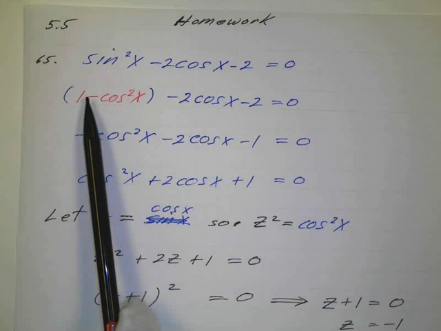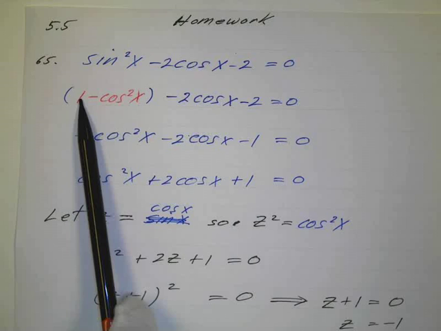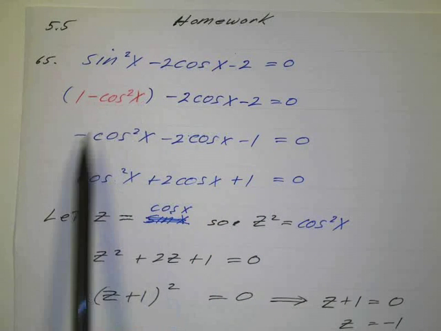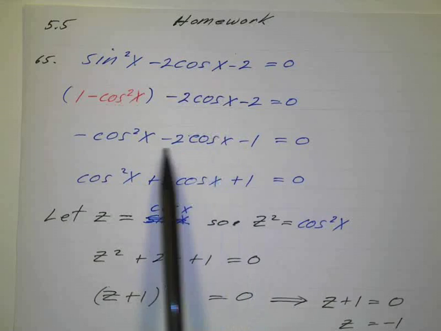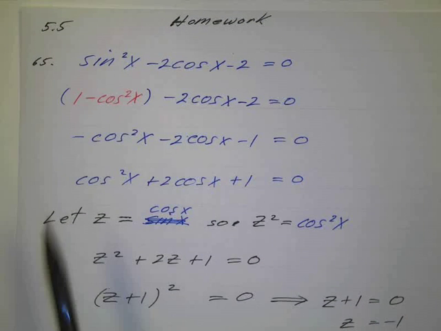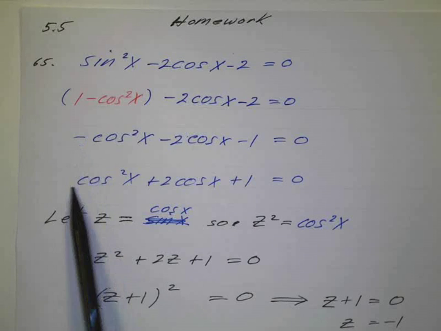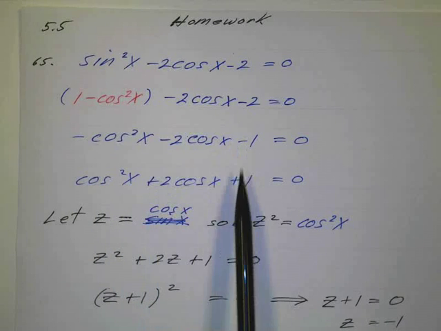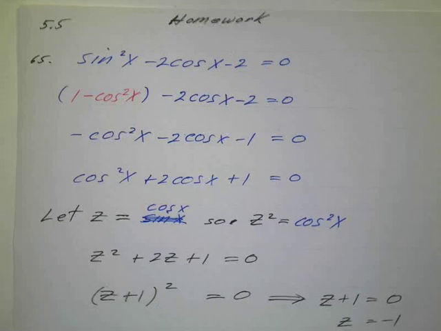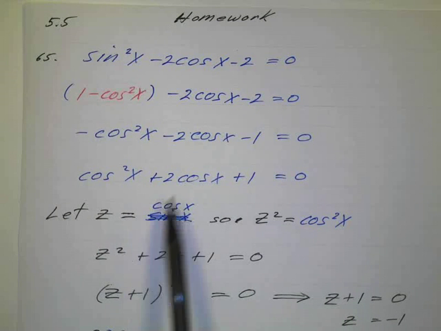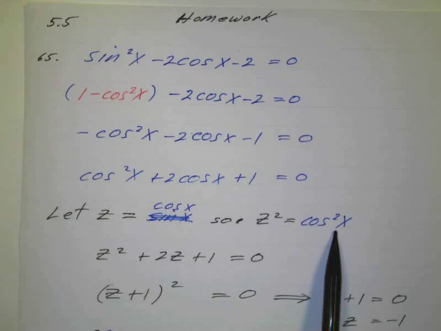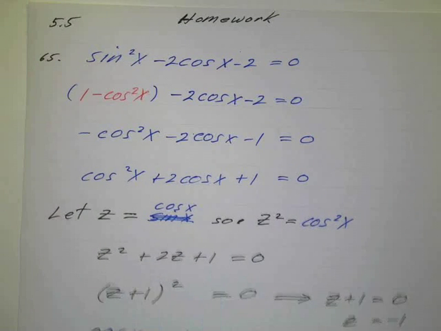I'll simplify it. I did this in one step to save steps because it's just a leading 1. So what's 1 minus 2? That's negative 1. So I've got negative cosine squared of x, minus 2 cosine of x, minus 1. And then again, I divided by a negative sign, so I made this positive, made that positive, made that positive. And again, I'll use the z substitution. So instead of sine, this time I'm going to let z be the cosine. So z equals the cosine of x, z squared equals cosine squared of x. So this now looks like this.